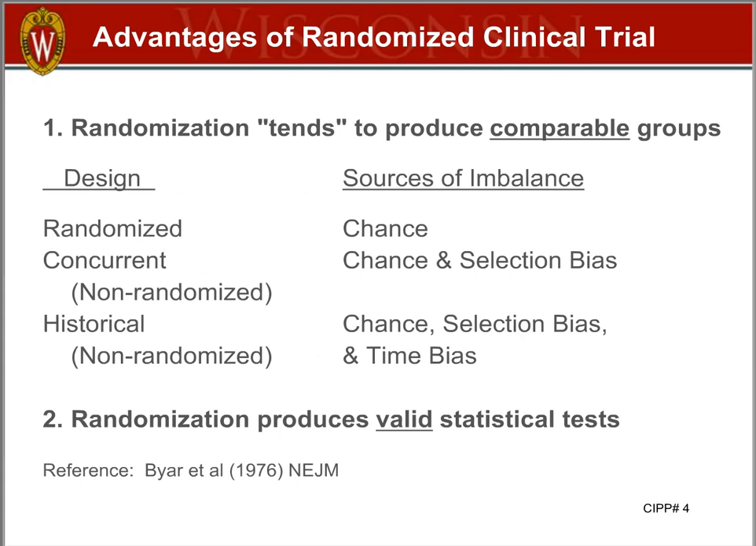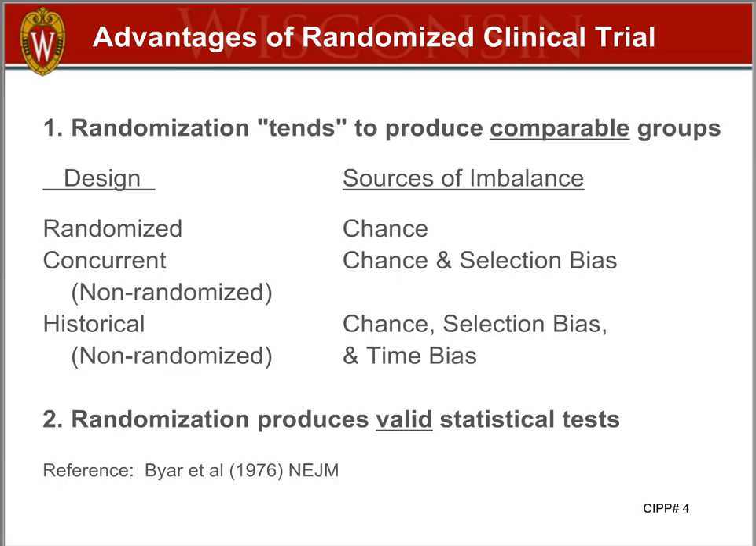So why does it have this wonderful property of minimizing bias? Well, the randomization process tends to produce comparable groups. In the randomized trial, the only place you can get differences would be by chance alone or if the therapy is effective. However, in the concurrent control group, you always have chance, but you can have selection bias. Who goes to which institution or to which physician may have a non-random process. So who goes is what we call a selection process or selection bias.